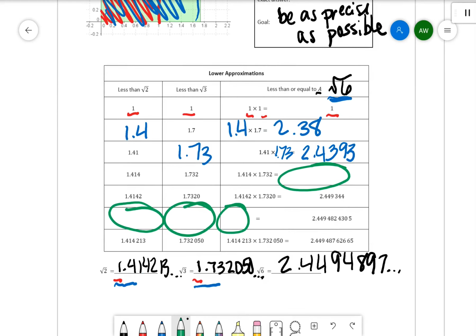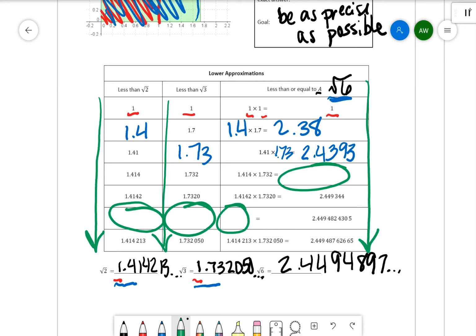Thanks for taking a moment to do that. What you should notice is that as we move down our chart, our numbers are getting closer and closer to our actual values. Even though the square root of 2 is an irrational number, as we add more and more decimal places onto the end, we're getting more and more precise. The same thing with the square root of 3. If our sides are getting more precise, that means our square root of 6 answer is getting more precise too. If I compare 1 to 2.4, those are pretty far away.